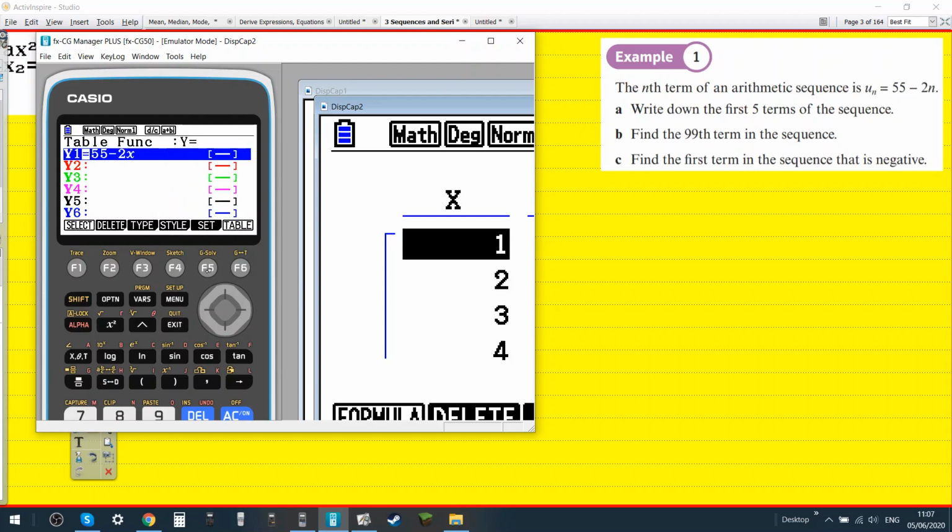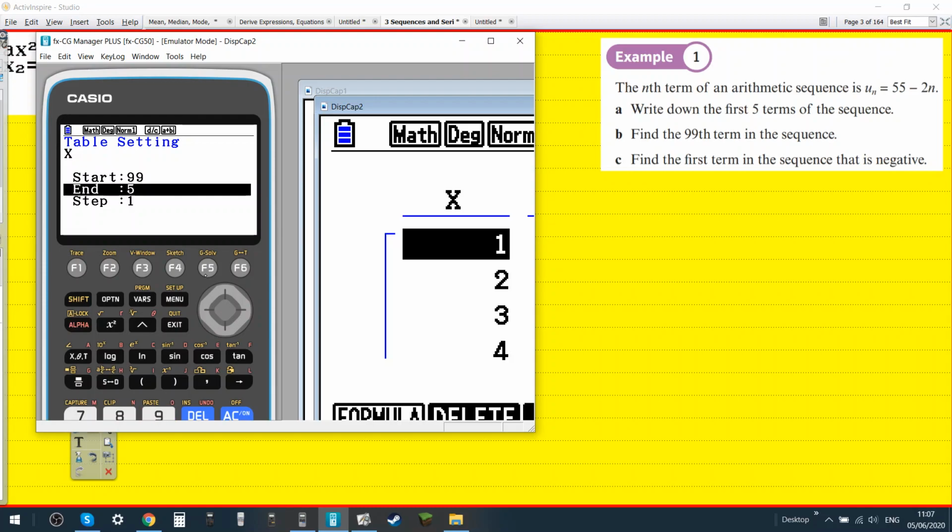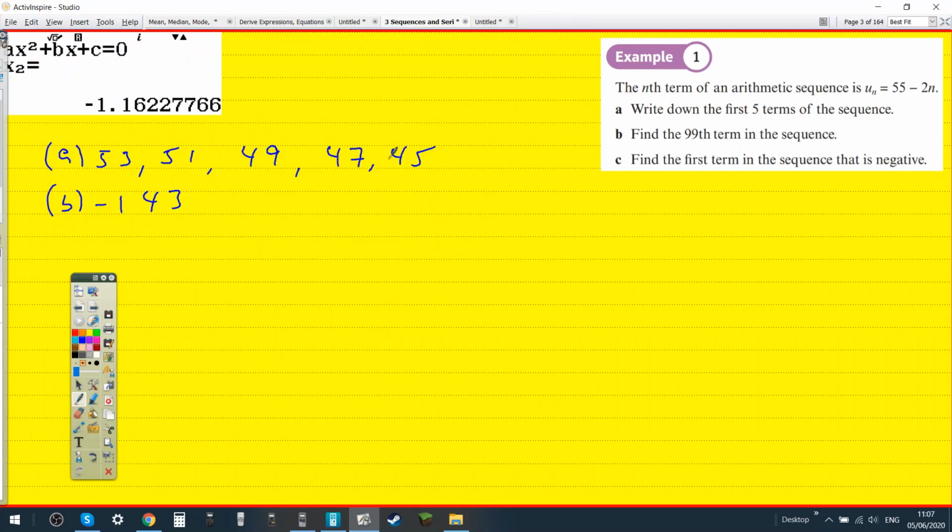I could be really boring and go down the entire table, but that'll work. Believe it or not, I was looking at the video the book has, and that's the way the book did it. A much better way is 55 minus 2n. If it's negative, it's less than 0. And you'd solve that. It's the 28th term, I think. Let's see.